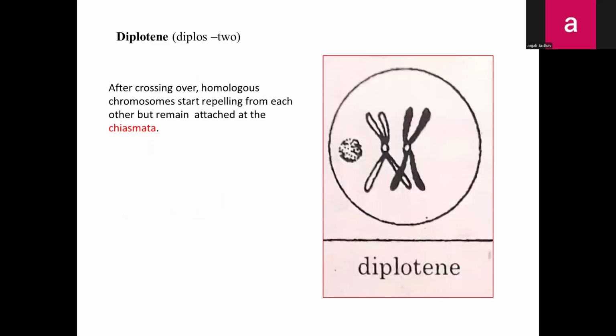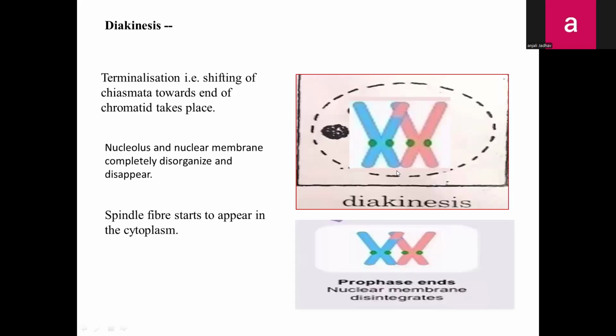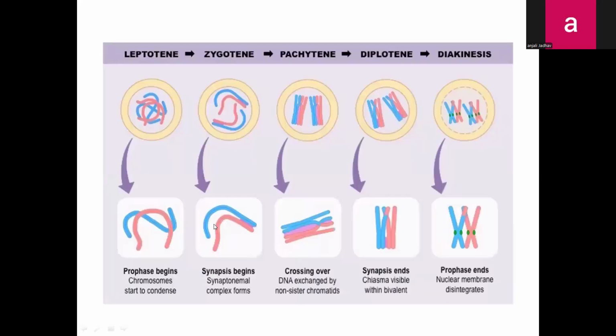अभी डिप्लोटिन. डिप्लोज मतलब क्या है? 2. After crossing over, homologous chromosomes start repelling, दूर हो रहा है, from each other, but remain attached at the chiasmata. डाइकाइनेसिस मतलब यहाँ पे क्या होता है? टर्मिनलाइजेशन. देखो, shifting of chiasmata towards the end of chromatid takes place. Nuclear membrane and nucleolus completely disorganize and disappear, and spindle fiber starts to appear in the cytoplasm. अभी that is the end of prophase 1.